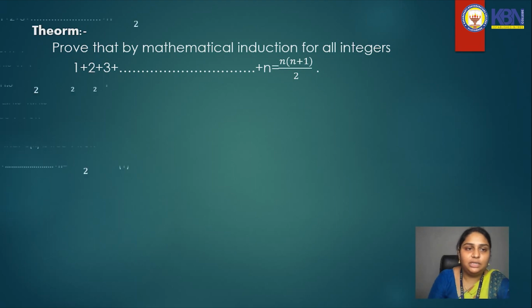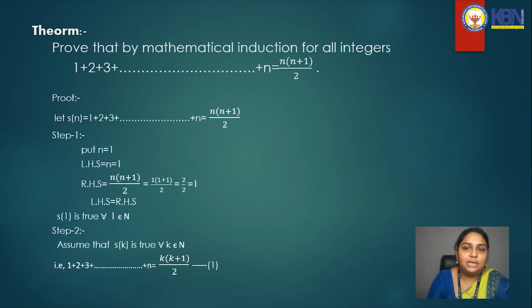The first one is: prove by mathematical induction, for all integers small n belongs to capital N, that the given expression 1 plus 2 plus 3 plus so on plus n is equal to n into n plus 1 by 2. In the method, first we have to assume that the given expression is S of n. That is, in the proof, we have S of n is equal to 1 plus 2 plus 3 plus so on plus n is equal to n into n plus 1 by 2.